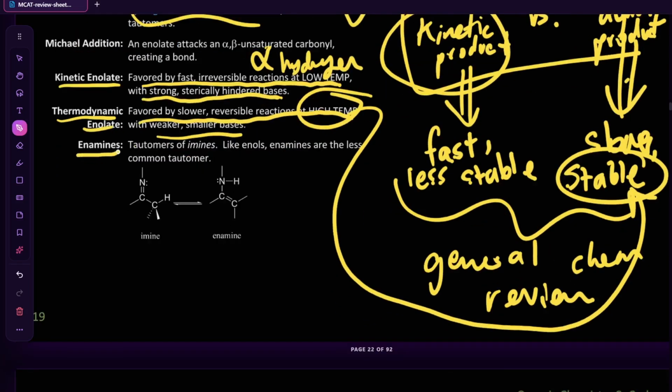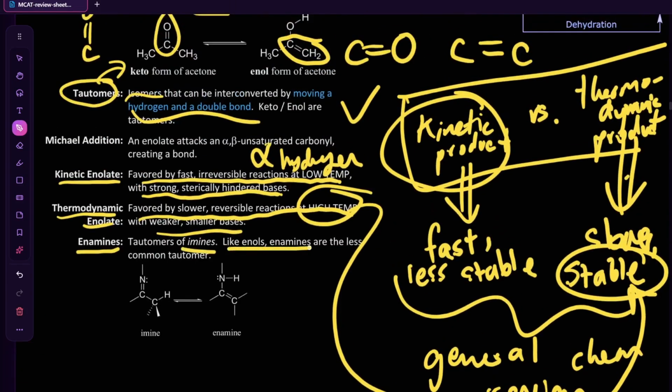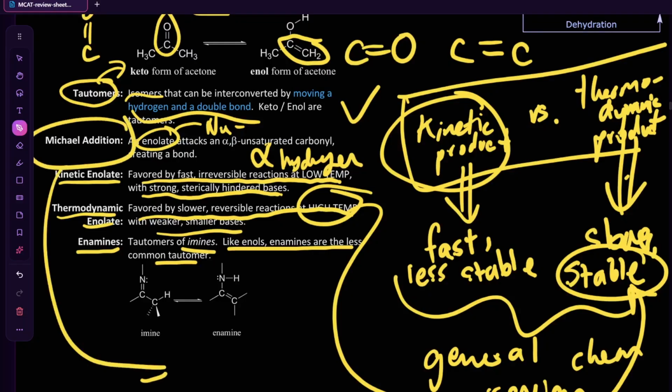So, enamines, actually we should go into that. Enamines are tautomers of imines, like enols. Enamines are the less common tautomer, as you can see here. And so Michael addition, one more preview before we get into aldol chemistry. An enolate, our new nucleophile, Nu minus is how they sometimes notate it, can attack an alpha beta unsaturated carbonyl, forming a new bond, right? So that's basically what it is. And that's a Michael addition, a conjugate addition of an enolate nucleophile onto an enone electrophile. We'll learn more about this when we go into the aldol reaction, which we're going to do right now.